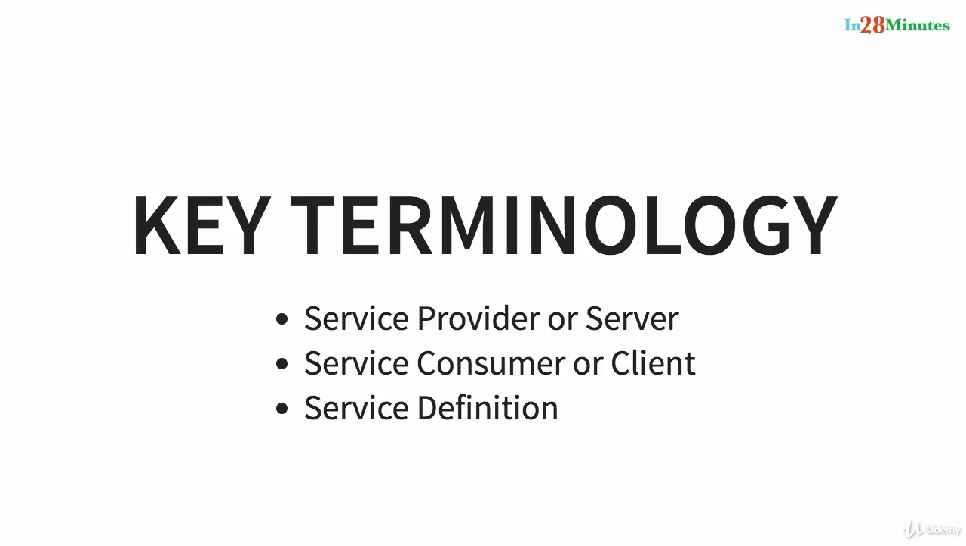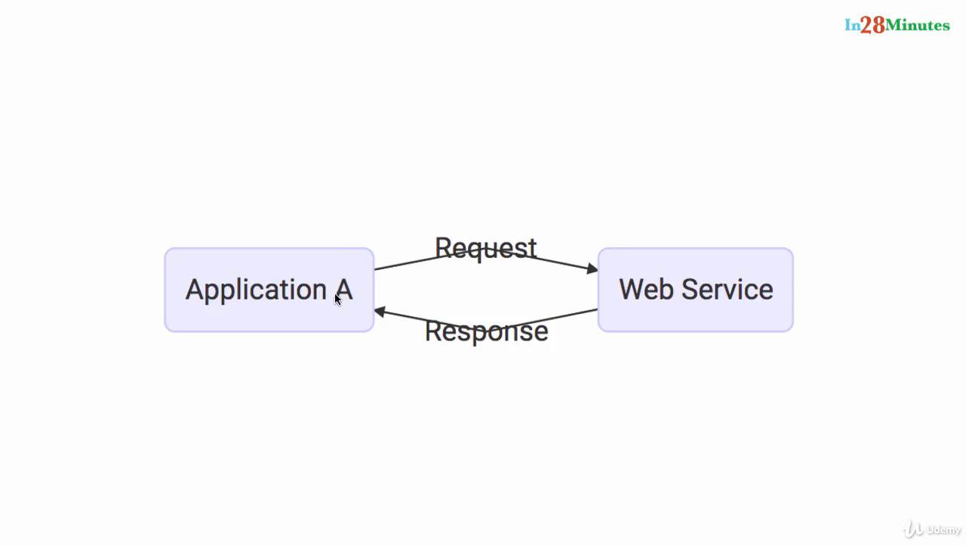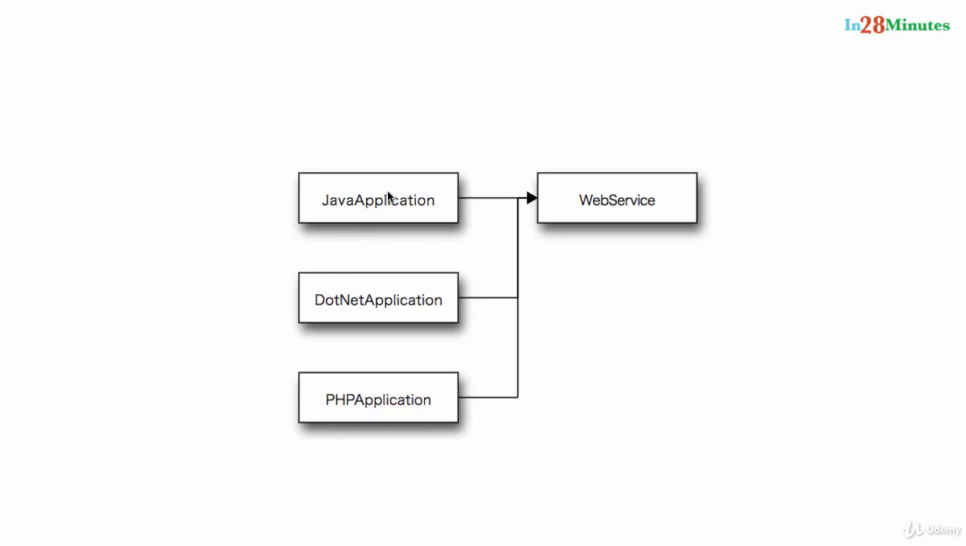The next key terminology is service provider and service consumer. Application A wants to consume a service from the web service which is present in here. The web service here is called a service provider. Service provider is the one which hosts the web service. The service consumer is the one which is consuming the web service. Application A in this example is a consumer of the web service. In this example, the Java application, the .NET application, and the PHP application are the consumers of the web service.